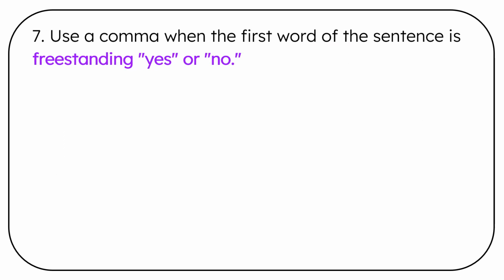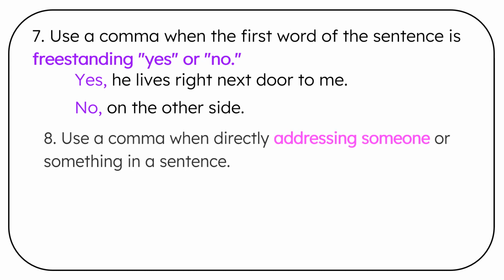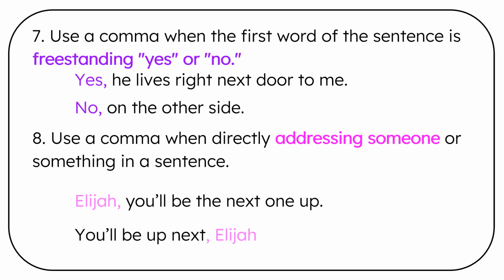7. Use a comma when the first word of the sentence is a freestanding yes or no. Yes, he lives right next door to me. No, on the other side. 8. Use a comma when directly addressing someone or something in a sentence. Elijah, you'll be the next one up. You'll be up next, Elijah.